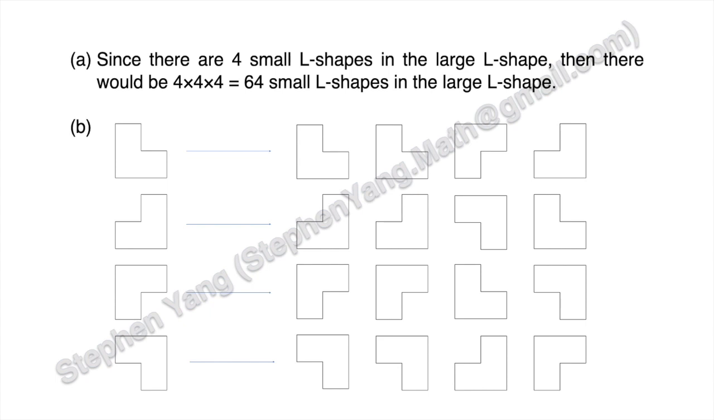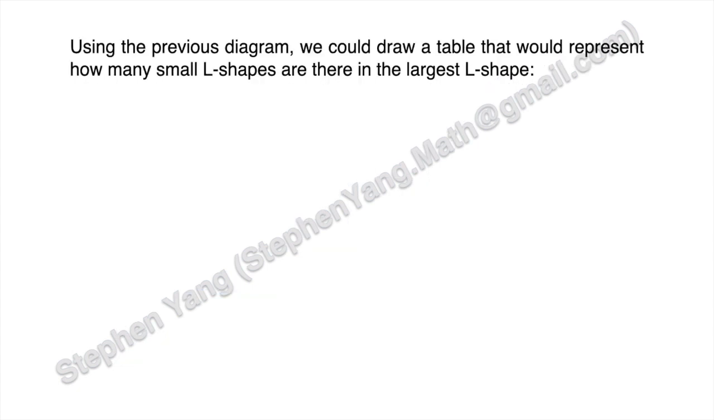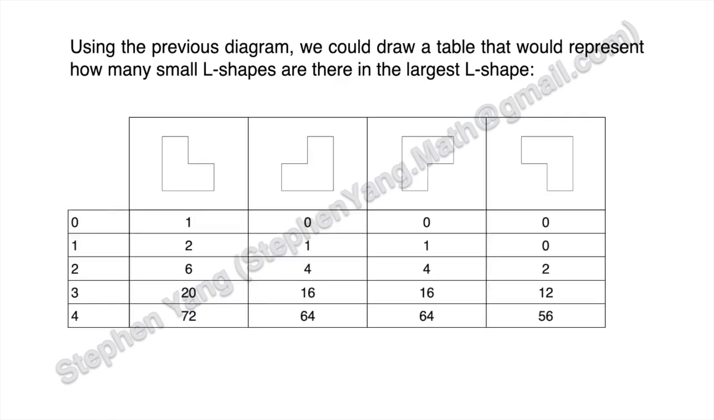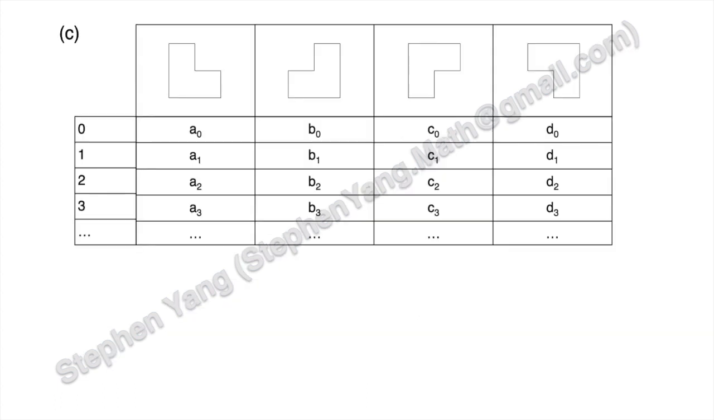In this diagram, if we start with an L shape on the left side, we'll end up with 4 L shapes on the right. And using this previous diagram, we could create a table that will represent how many small L shapes there are in the largest L shape. Since we're looking for the L shapes that are in the same orientation as the original L after the third round, we'll have our answer, which is 20.